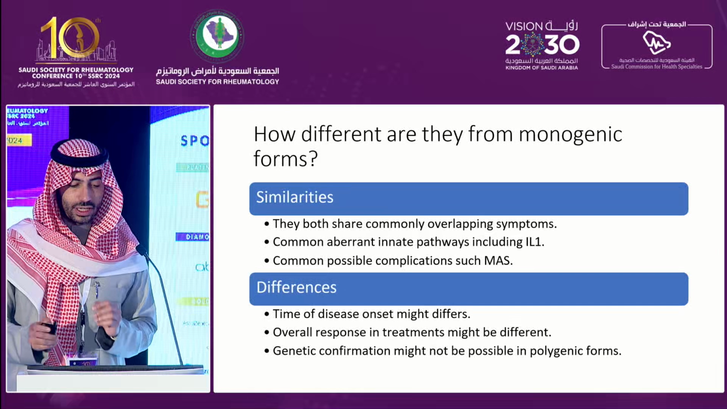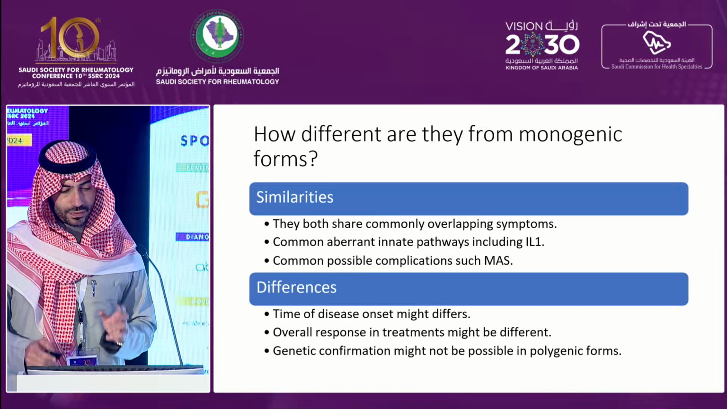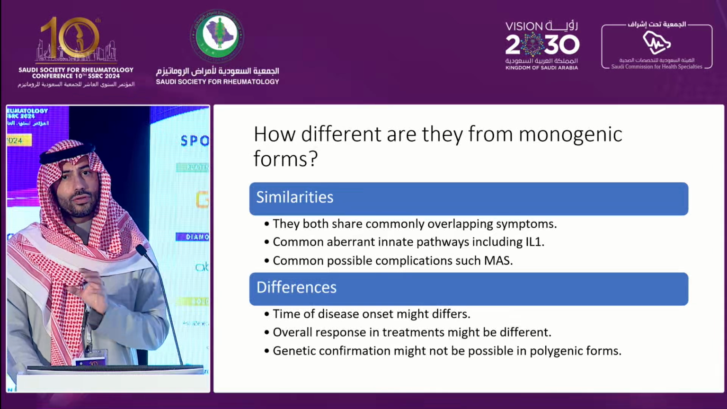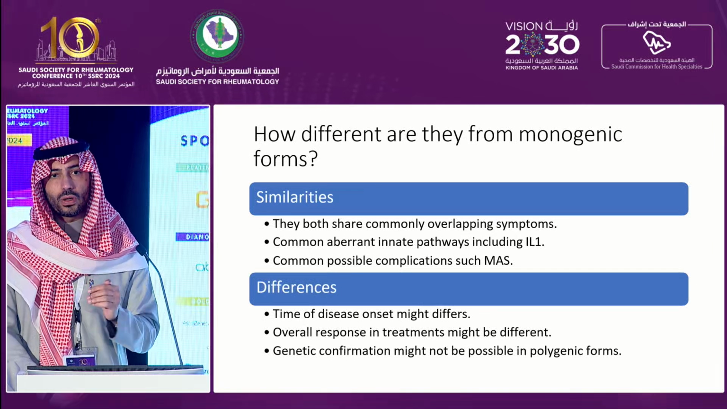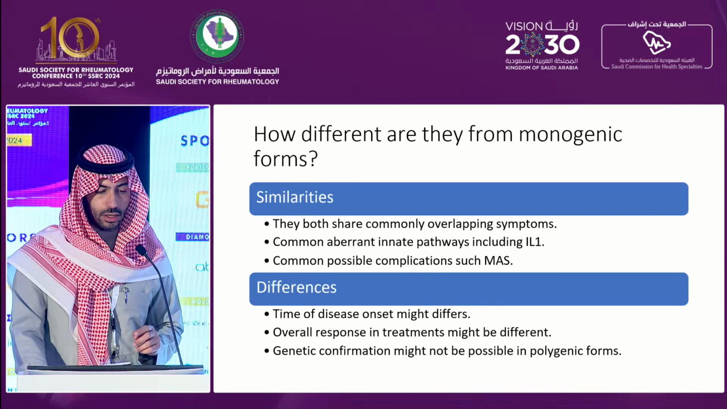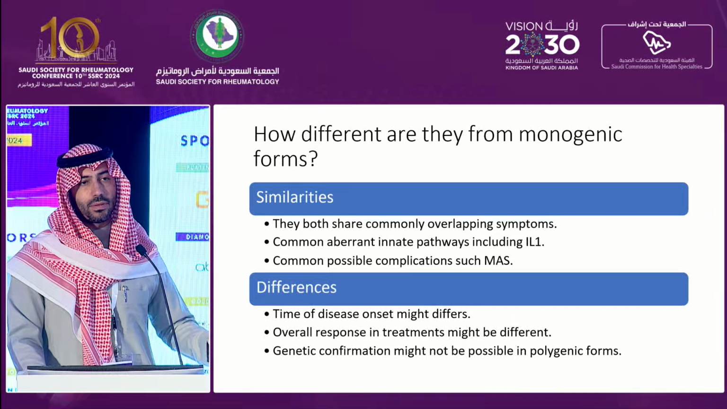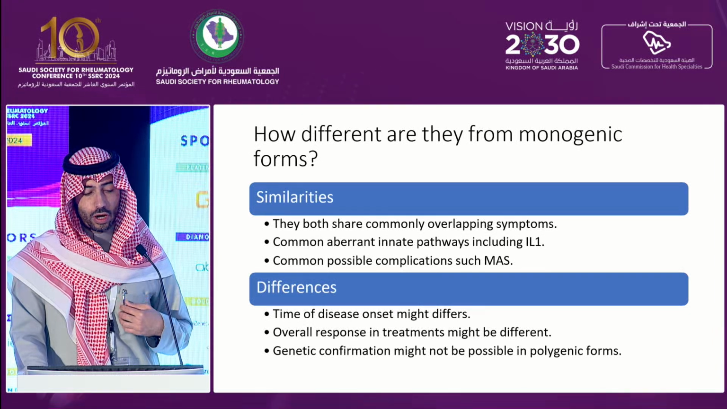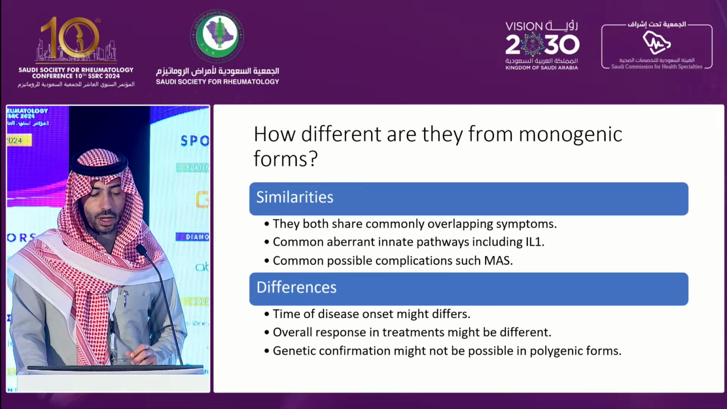Now, the major differentiators and similarities between the monogenic and polygenic groups, I just mentioned earlier, but what is very important is that they share the IL-1 pathway, and very importantly, they also share a major risk, if not treated well, of developing macrophage activation syndrome. I want you to keep this in mind for the use cases. A major differentiating factor is the time of onset. Many of these disorders will not present early in age, so we will receive them as adult rheumatologists. And the response to treatment may vary between the monogenic and the polygenic forms.